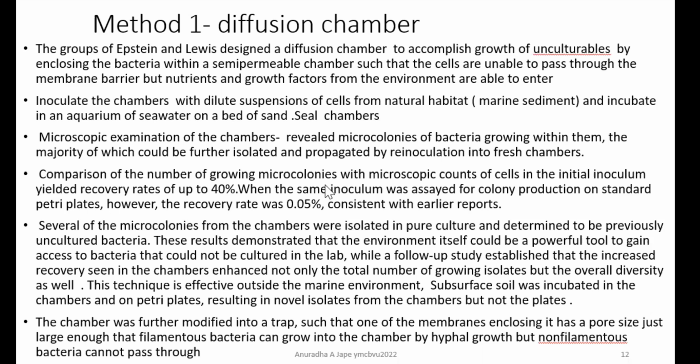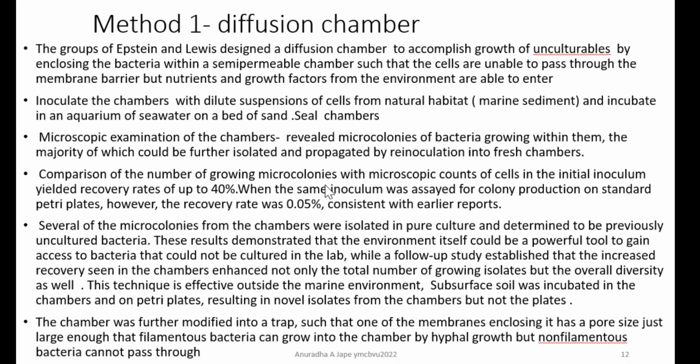So if you compare the number of growing microcolonies, generally the recovery rates are very low, and people could attain a maximum of up to 40%, right? The recovery rate is as low as 0.05%, so hardly one or two colonies out of the hundreds that you have transferred would survive. Why would this happen? Again, it goes back to the microenvironment: you are not able to mimic the natural environment exactly, and so the environment is not really conducive for the organism to grow.